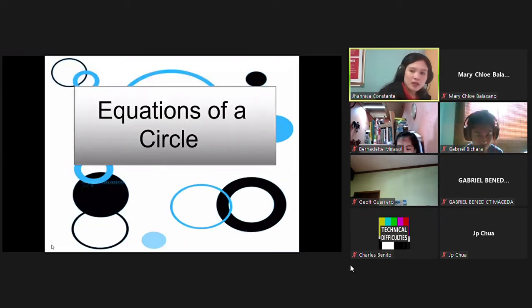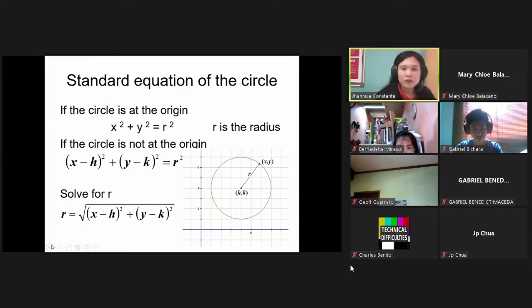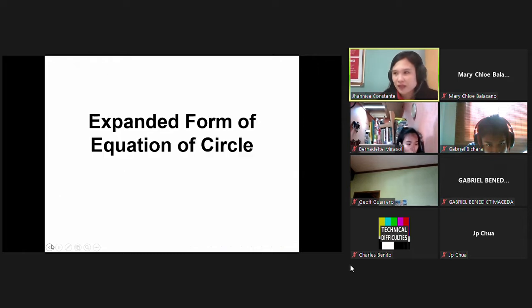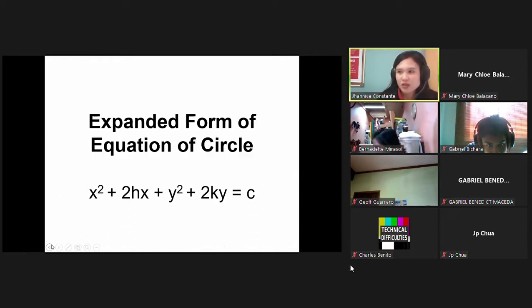Okay, so last week we have already discussed the standard form of the equation of a circle, which is in the form of (x minus h) squared plus (y minus k) squared equals r squared. That is our standard form. Today we're going to discuss the expanded form of the equation of a circle. The expanded form is x squared plus 2hx plus y squared plus 2ky equals c. That is the expanded form of our equation of a circle.